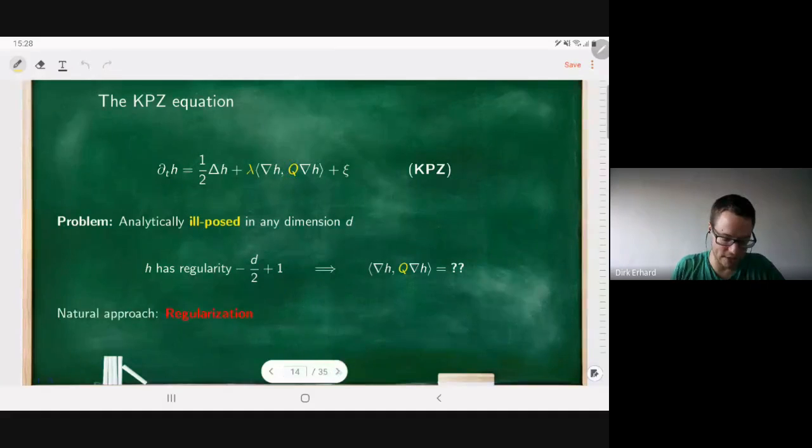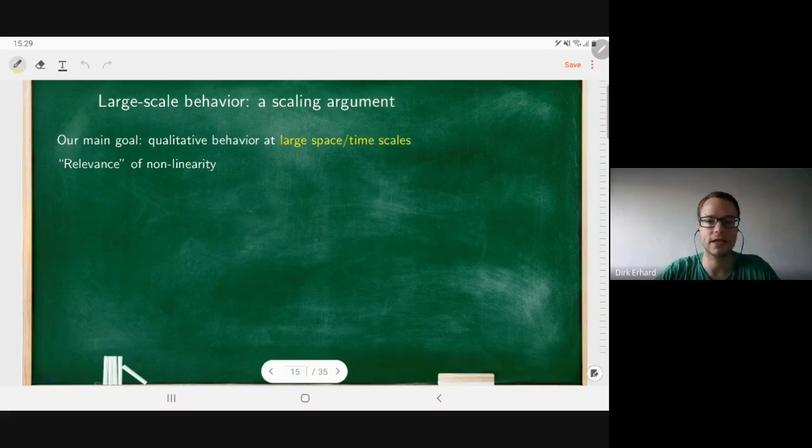So the first step around this is to look at some regularized version of this equation, and then check what happens when you remove the regularization. So you have to accept that first you need to look at something a bit more regular, and then you remove the regularization. What kind of things are we interested in? Well, we are interested in large space and large time scales, and we would like to check how this equation behaves. And in particular, does the nonlinearity really matter?